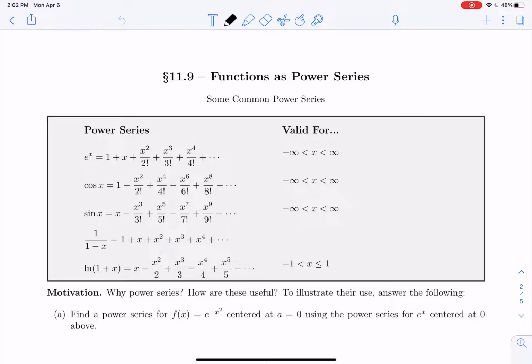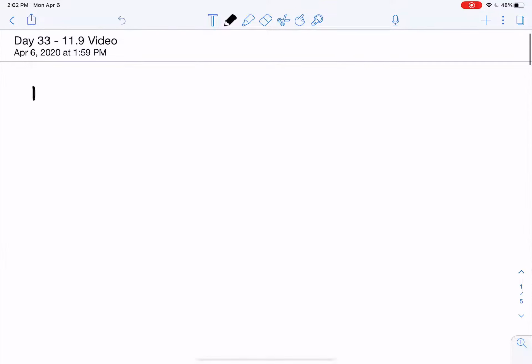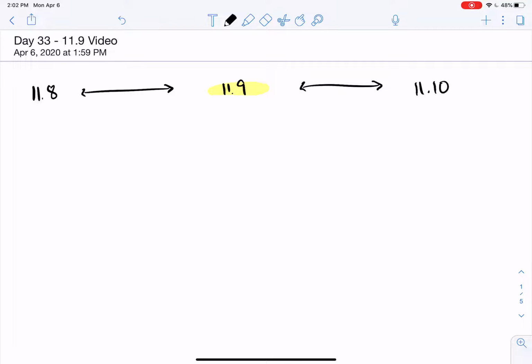The previous video was about power series in general, and just to review some of the stuff that you saw in that video and tie it together with this next section, 11.8, 11.9, and 11.10 are kind of a package. So I just want to tie together 11.8 with 11.9, which we're going to do right now, and then also give you some idea about what 11.10 is going to entail. So in 11.8, you learned what an actual power series is, okay?